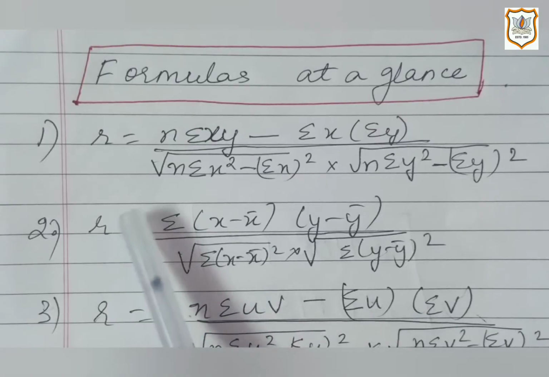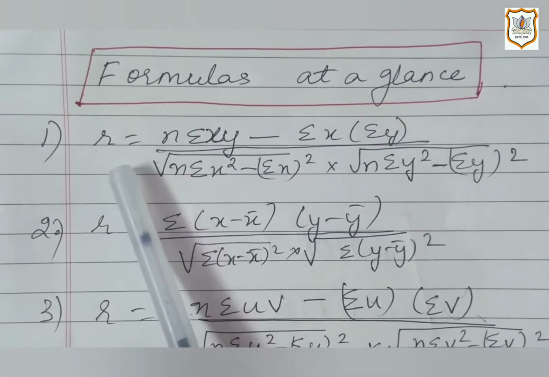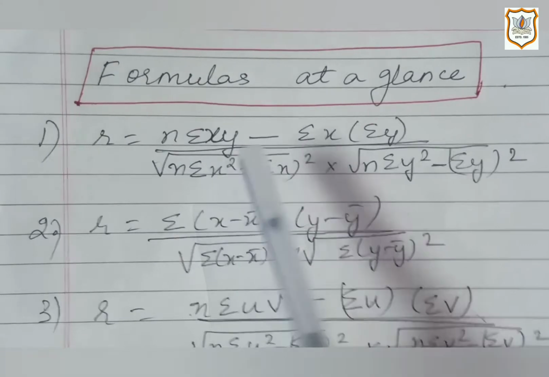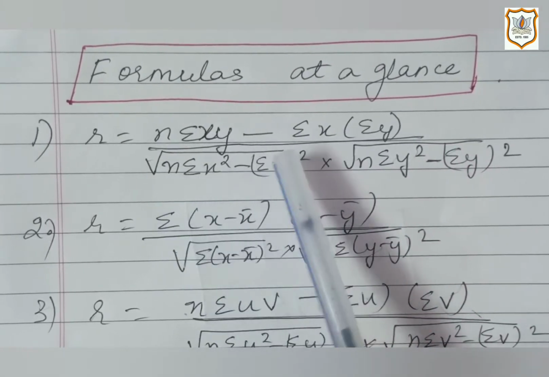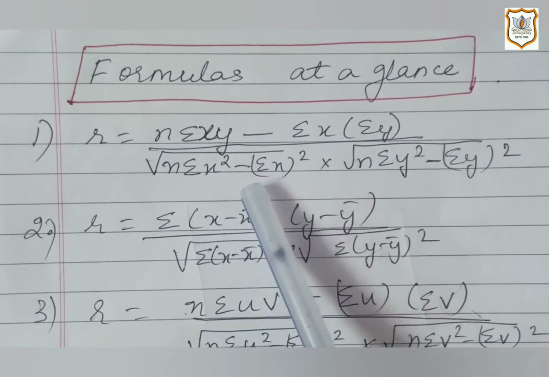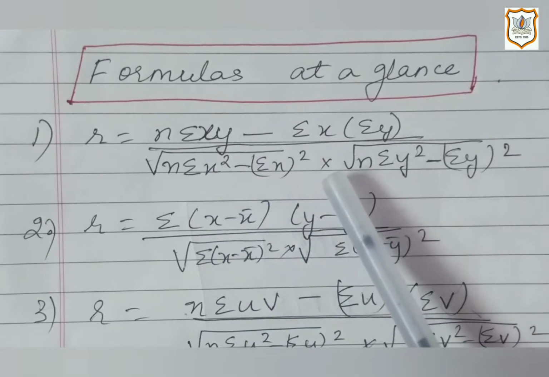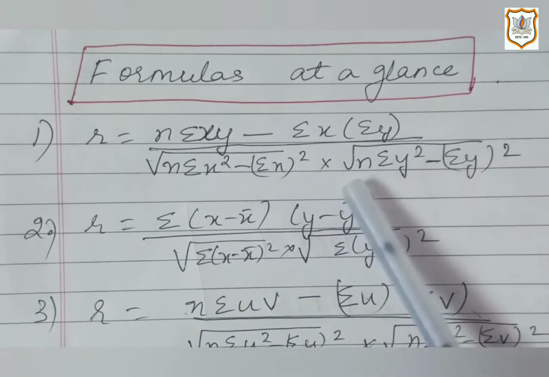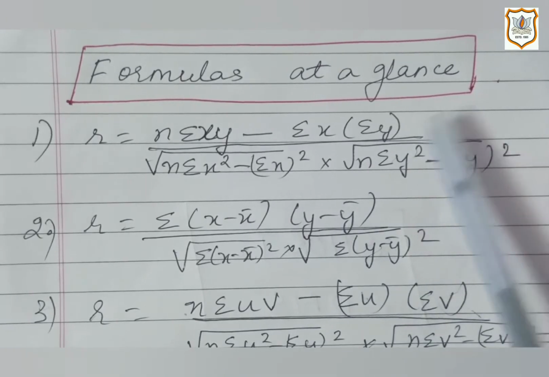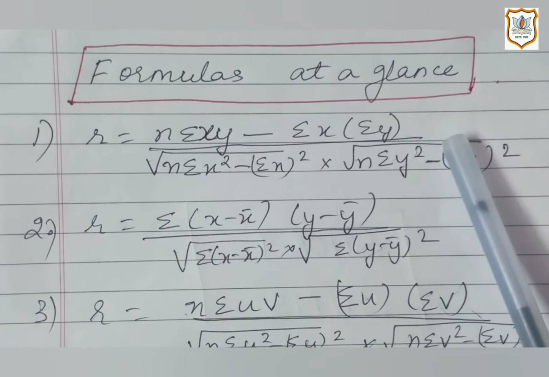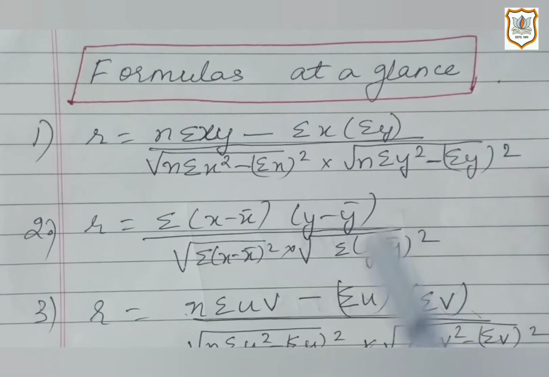See, the first formula which we have done is R = (n Σxy − Σx·Σy) / (√(nΣx² − (Σx)²) × √(nΣy² − (Σy)²)). This we used for the observations which were less than 15.